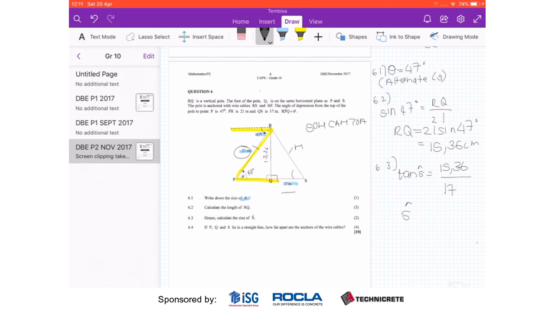So shift tan 15.36 over 17. Use a calculator. 15.36 over 17, we get 42.110 degrees.